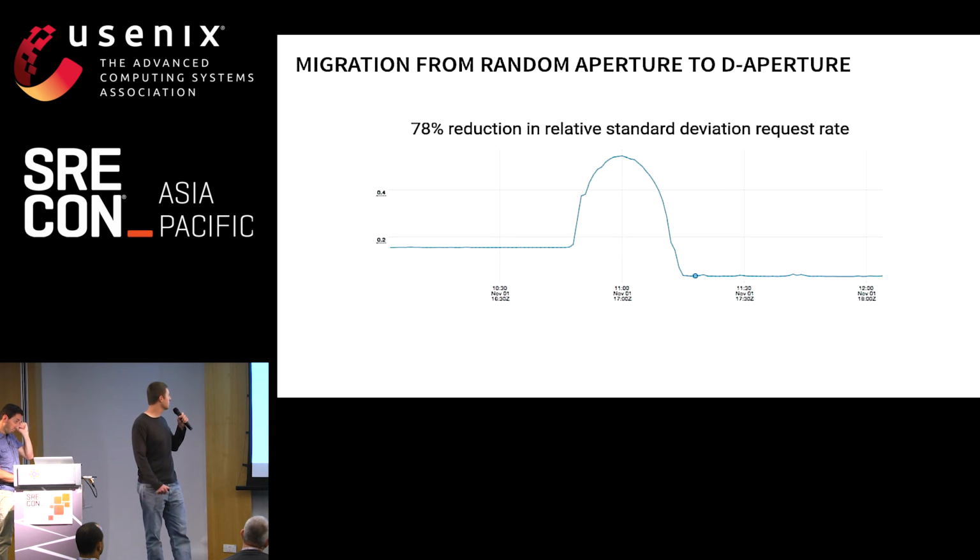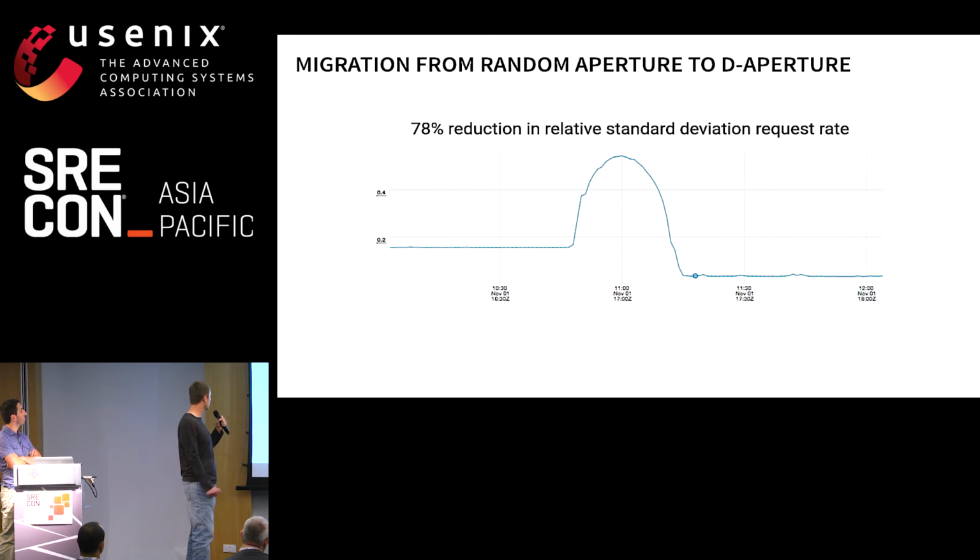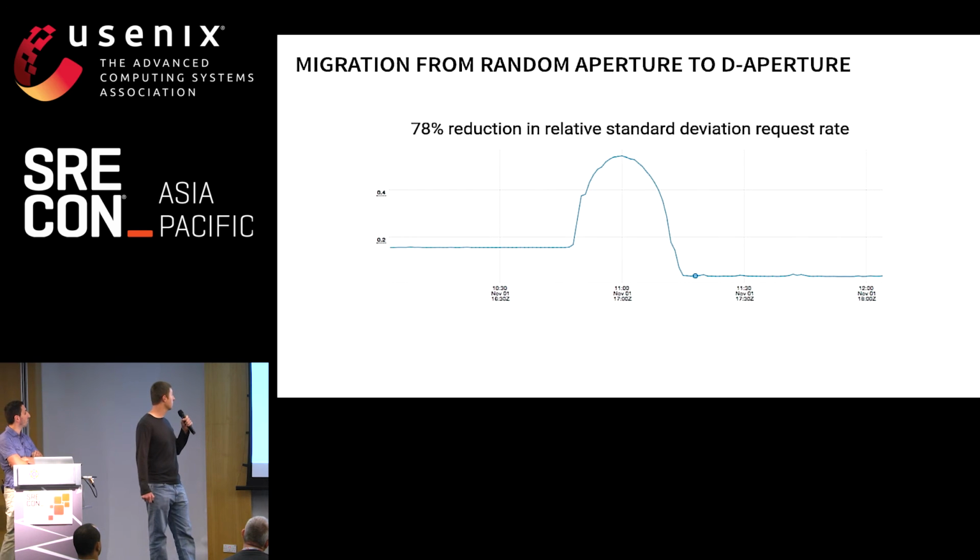This is the same data, just turned into a relative standard deviation. As you can see, we're not doing too bad with random aperture, just below 0.2. But after the transition, we're able to drop that significantly. In fact, we've dropped it by 78%.